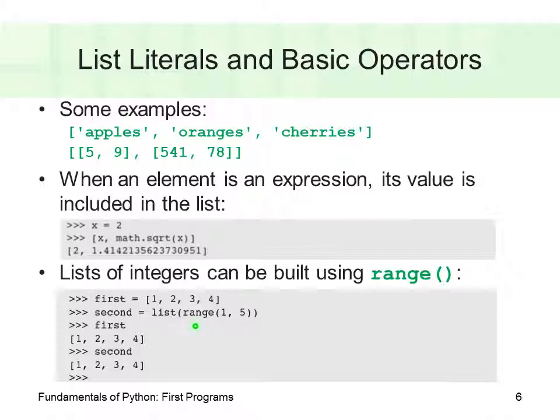That produces a sequence of values and then we convert it to a list. Now we are assigning this list to the variable second. So when we look at first, we have the values 1, 2, 3, 4. When we look at second, exactly the same values. We've just built them differently.